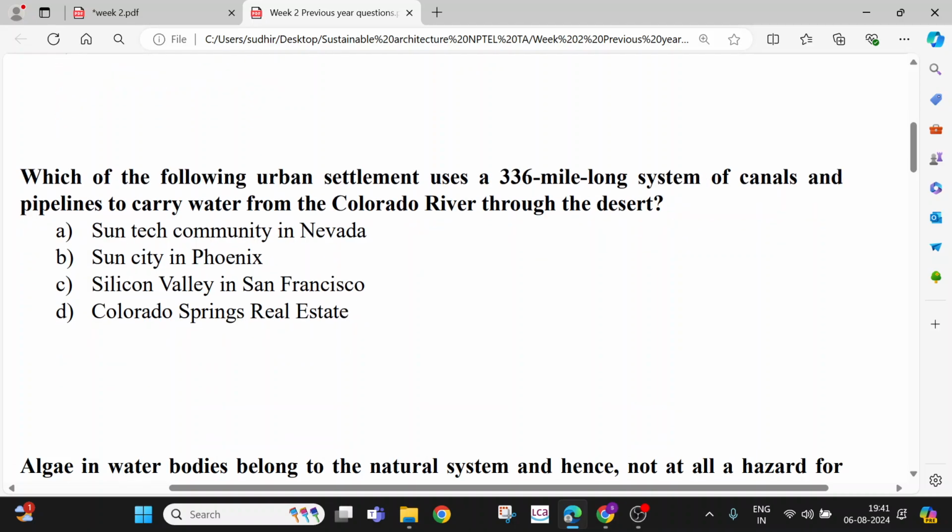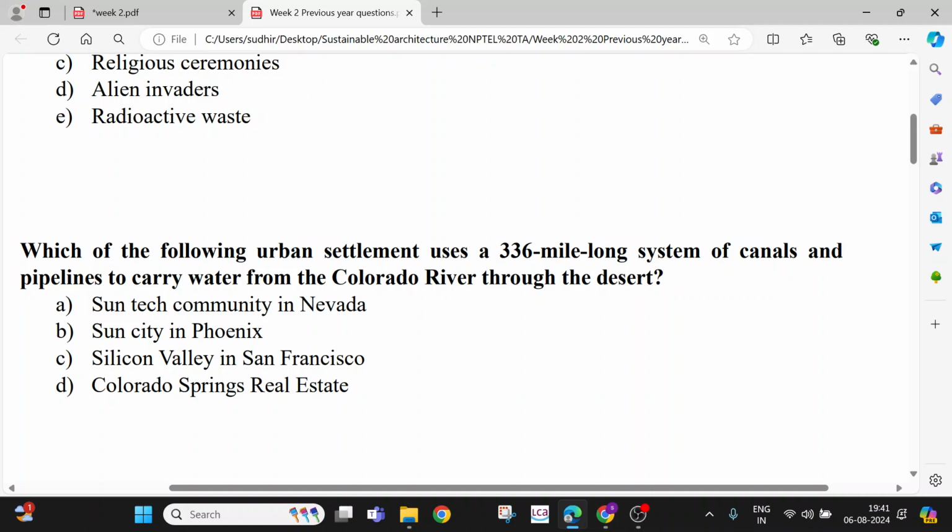So it is clear to all of you. Yes, sir. That is B. Option B is the right answer for this question. Sun City, Phoenix, Arizona relies on a vast system of canals and pipelines to transport water from the Colorado River, traversing the desert to meet the water needs of its residents. This infrastructure is essential for sustainable urban settlement in arid regions, as was mentioned. The rest of the options, like Silicon Valley in San Francisco, you can easily eliminate.